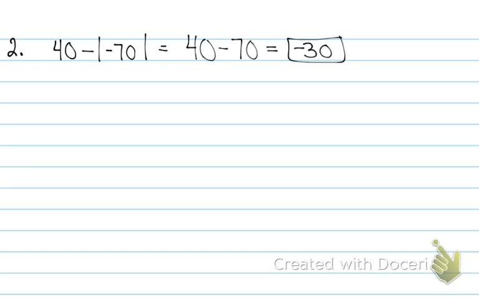All right, so number 2. One reason why I put number 2 on here is because we need to review the difference between absolute value and parentheses. This is not a double negative. This is absolute value. What is the absolute value of negative 70? 70. And then I subtract that. 40 minus 70 is negative 30. So just remember, absolute value is different from parentheses. That is not a double negative.